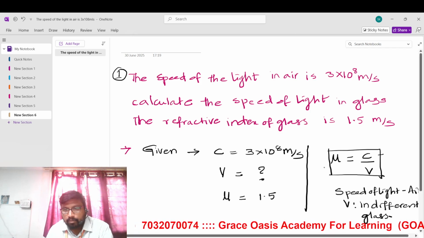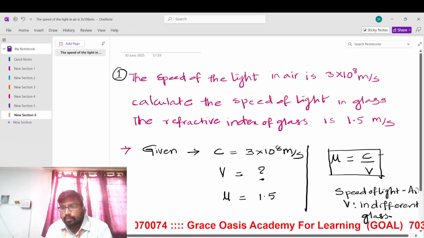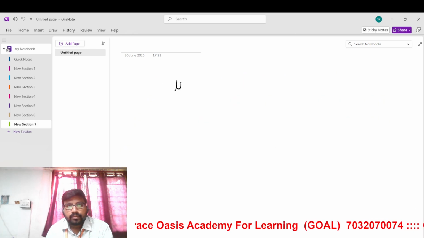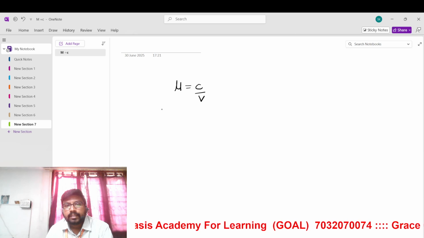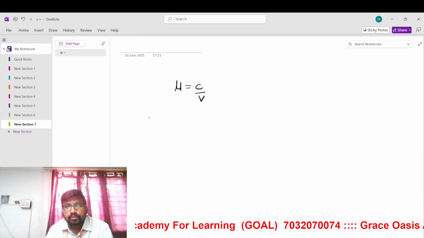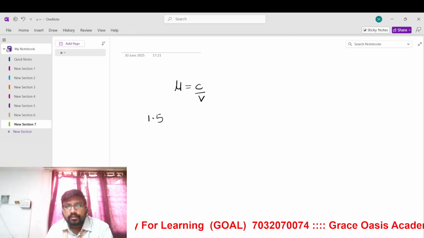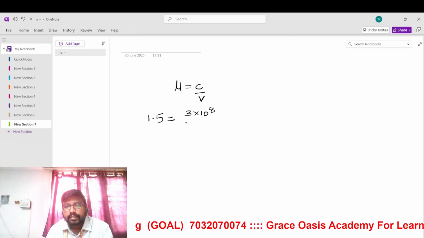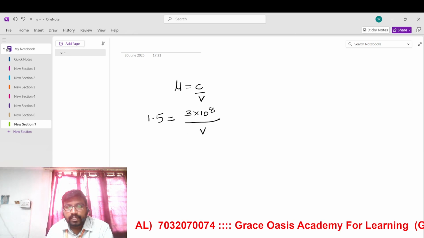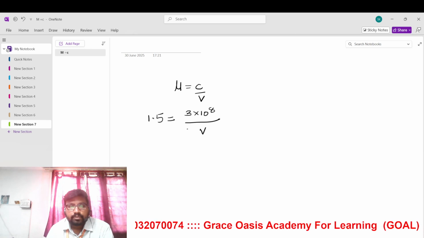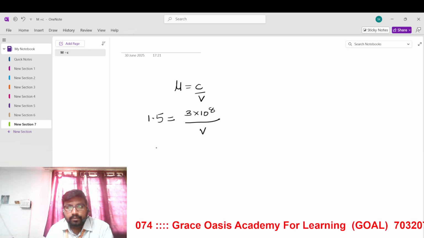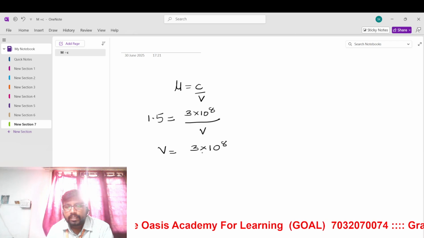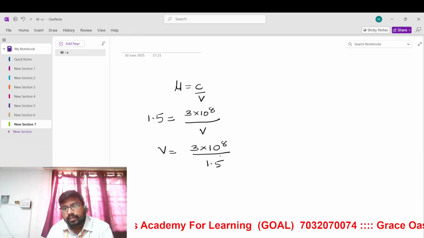So we have direct formula now. Mu equals to c by v. So mu is given as 1.5. 1.5 equals to 3 into 10 to the power of 8 by V. V is we need to find. So can we transpose it like this? Can we write V equals to 3 into 10 to the power of 8 by 1.5, right?